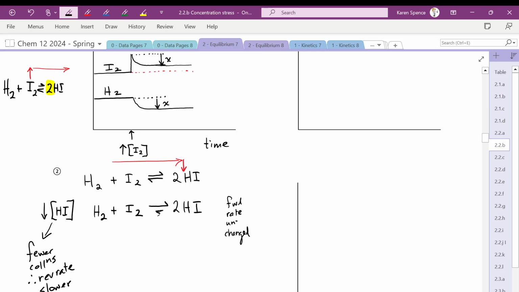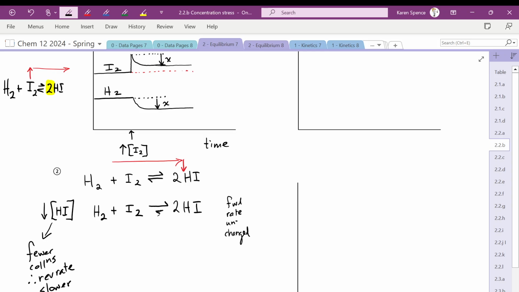And if the reverse rate is slower than the forward rate, that means that the forward rate is faster than the reverse rate, which means you are shifting to the right. You are making product faster than you are using it up. Does that make sense? So there's two ways to make the forward reaction faster than the reverse reaction. You can either speed up the forward reaction or you can slow down the reverse reaction. Okay, so here we go.